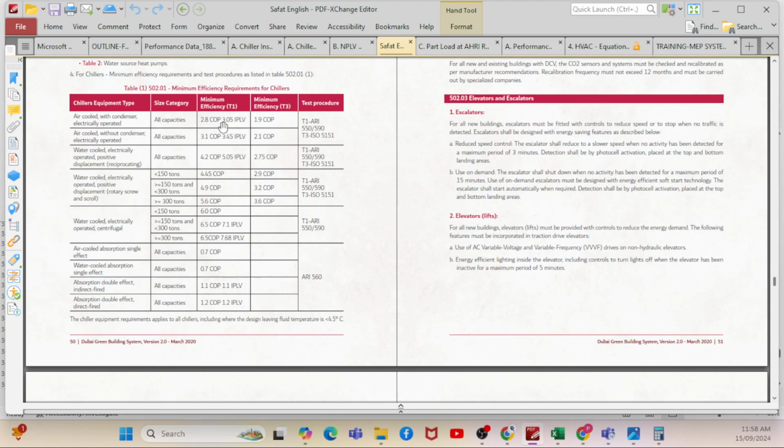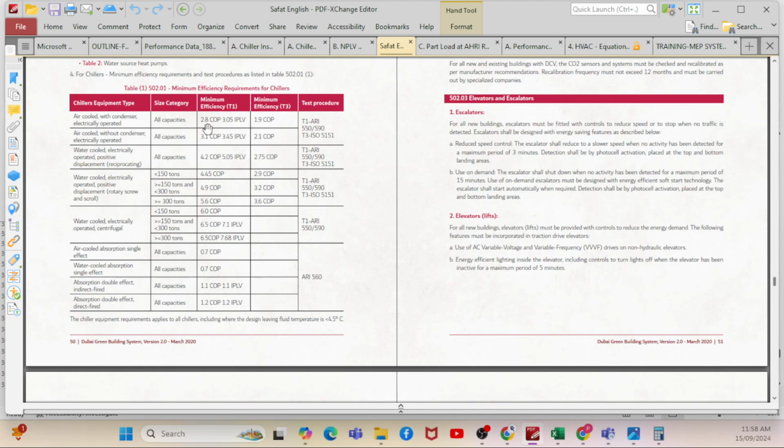chiller, what is the COP we have to achieve for T1 condition and what is the COP we have to achieve for T3 condition. Similarly, for the water cooled chiller also they have provided here, like for T1 condition, you can achieve 4.45. You can see the difference, right? Efficiency, right? So 2.8 is nothing but what? Your cooling load in kilowatt divided by power. So if you divide, you are able to get 2.8.